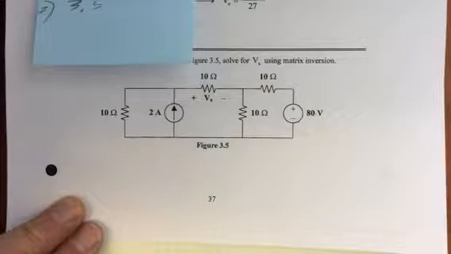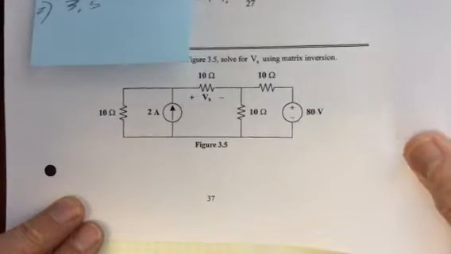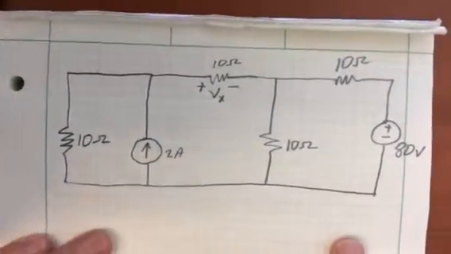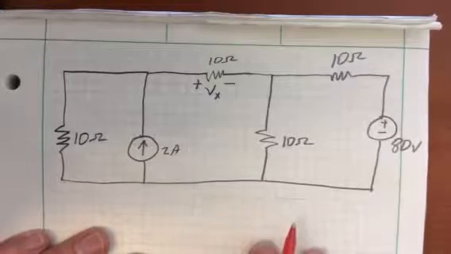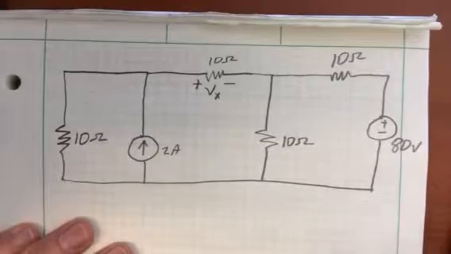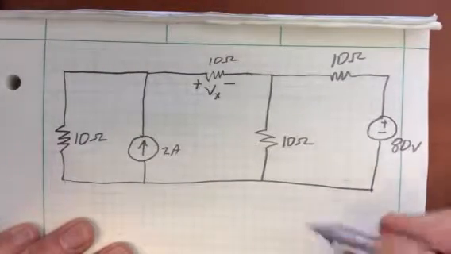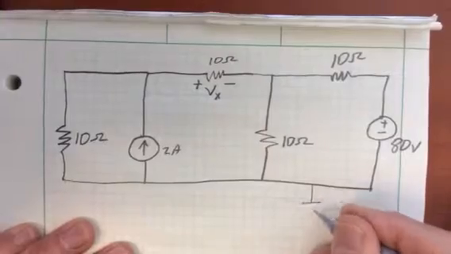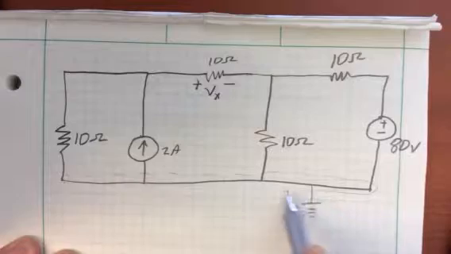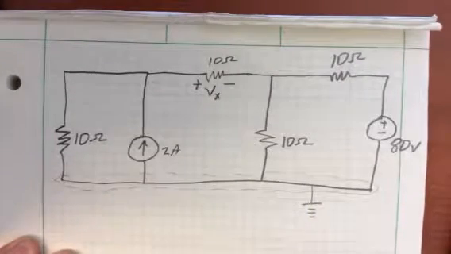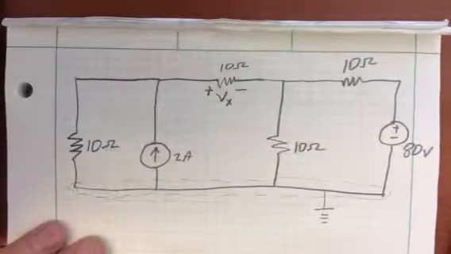All right, so the first thing in our plan was to redraw this a little bit larger. I've already done that, so you don't have to watch me do it. Ta-da, there we go. Now I need to pick a reference node. I'm going to make the bottom reference node equal to ground. So that means everything across the bottom here is at 0 volts.